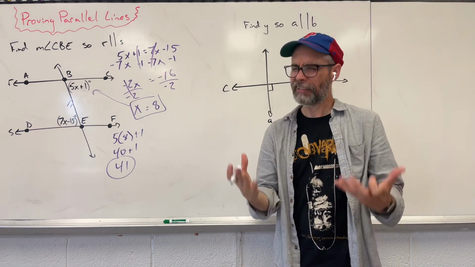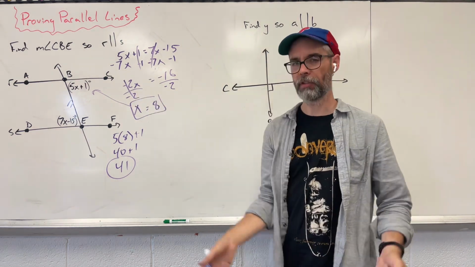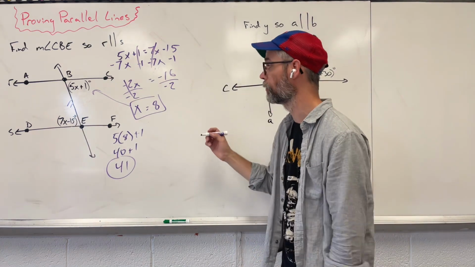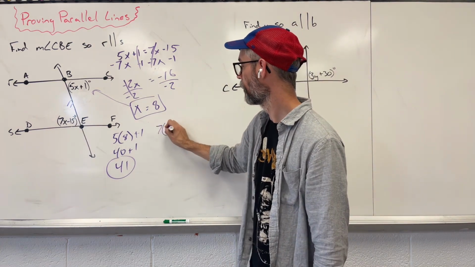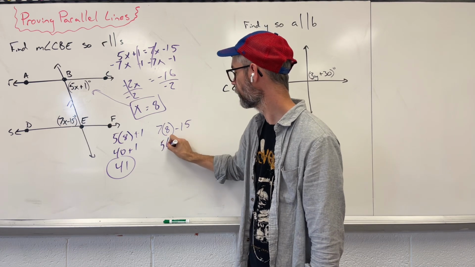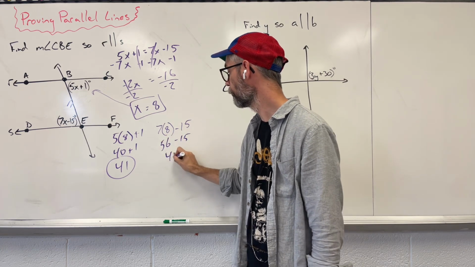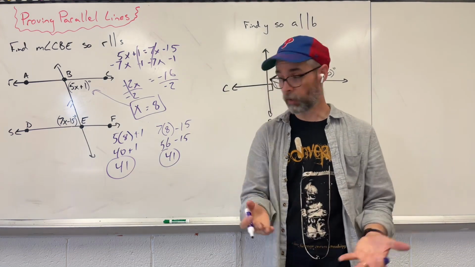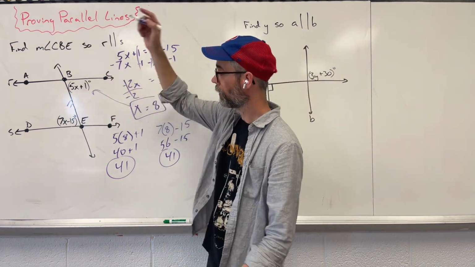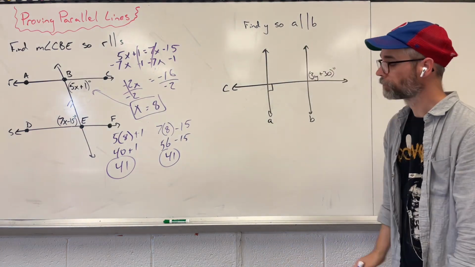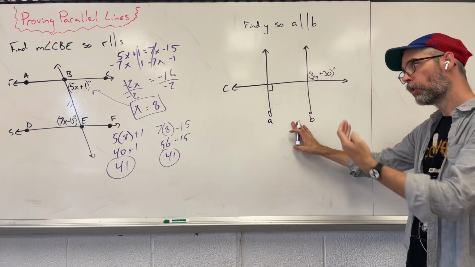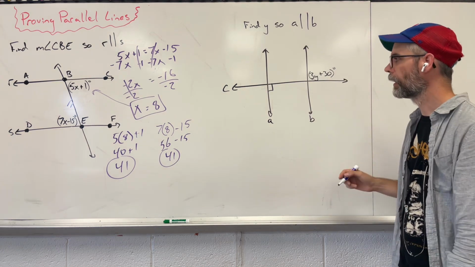Now, I'm still not convinced that both those angles are the same. Let's take this 8 and also put it down here to make sure that that also is a 41. So we say 7 times 8 minus 15, which gives us 56 minus 15, and that's 41. So since both angles are 41, this angle and that gives us parallel lines. Now we have a little more of a thought process to get there.